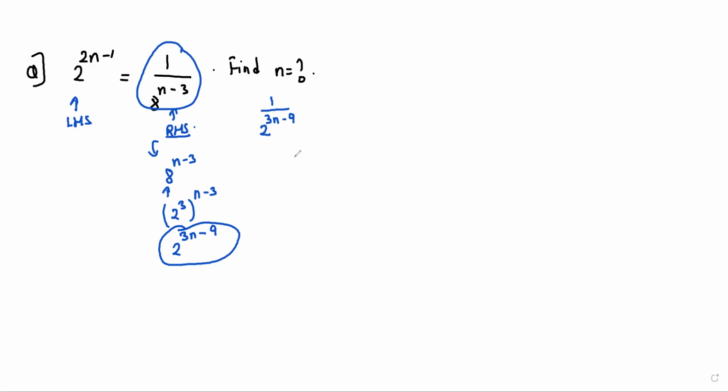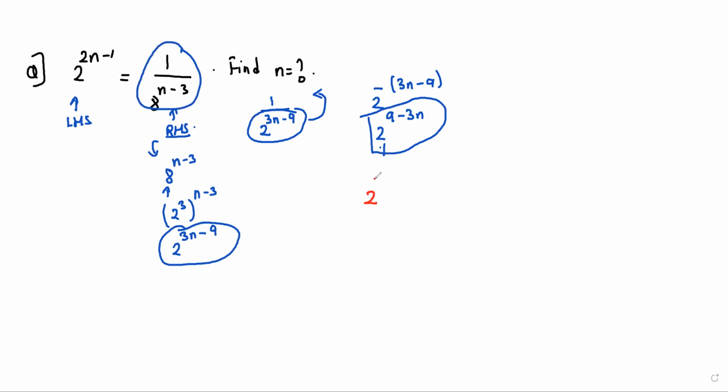So now I am going to solve the question. This 2 to the power of 3n minus 9, when it goes to the numerator, it will become minus. 2 to the power of minus of 3n minus 9, or I can write it as 9 minus 3n. Okay, now this is my final stage of the RHS. Now I am going to equate it. The left hand side they have given as 2 to the power of 2n minus 1, and the right hand side 2 to the power of 9 minus 3n.